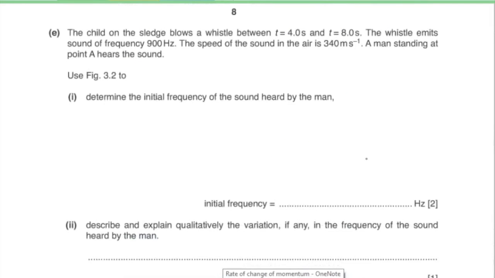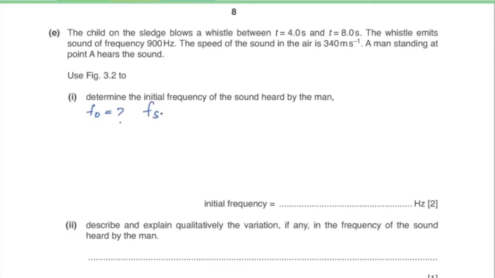Part E, the child on the sledge blows a whistle between 4 seconds and 8 seconds. The whistle emits sound of frequency 900 Hz. The speed of the sound in the air is 340 meters per second. A man standing at point A hears the sound. Use figure 3.2 to determine the initial frequency of the sound heard by the man. So they're asking us to calculate the observed frequency.